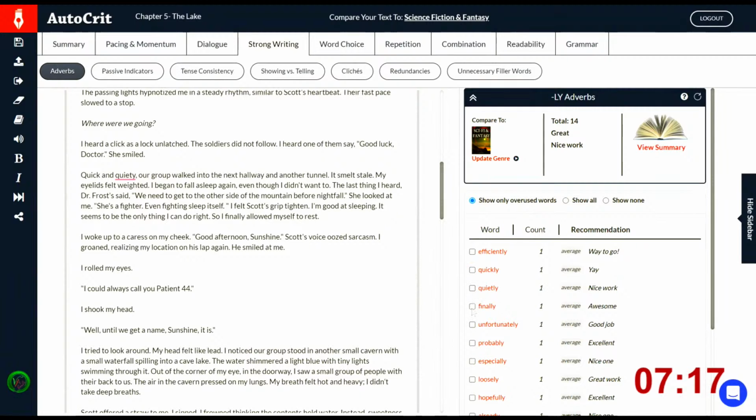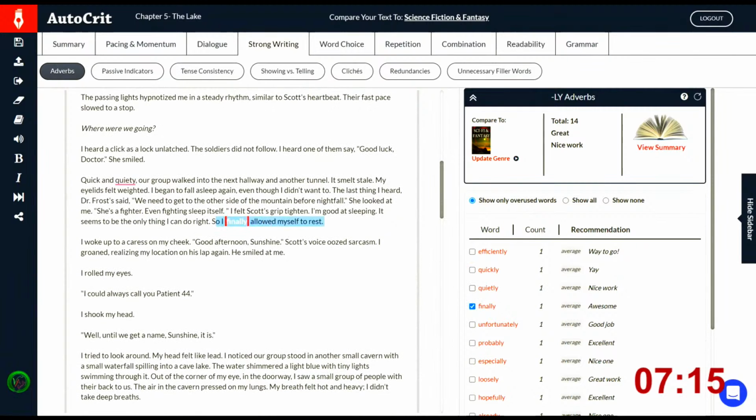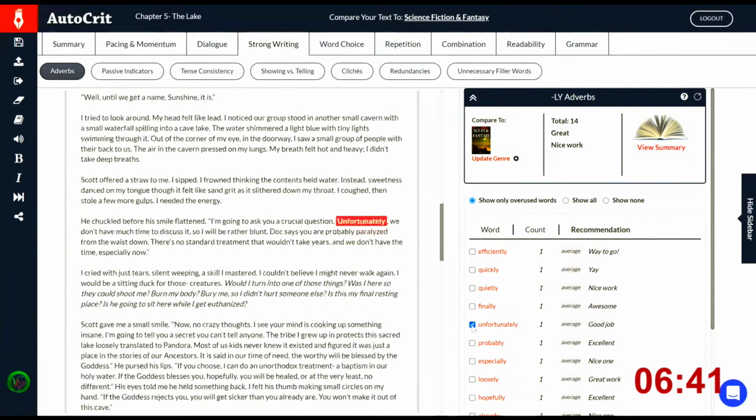So now let's try finally. "It seemed to be the only thing I could do right, so I finally allowed myself to rest." I think I'll just get rid of that, and I'm also going to get rid of so. We don't like the word so. I allowed myself to rest. A moment. All right, let's move on to the next one.